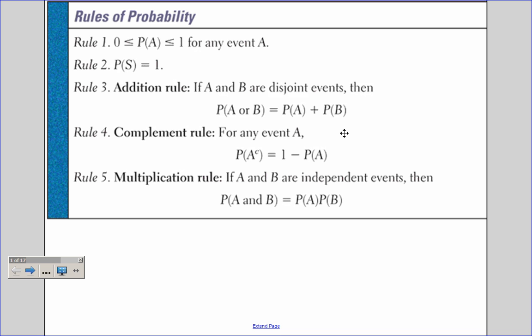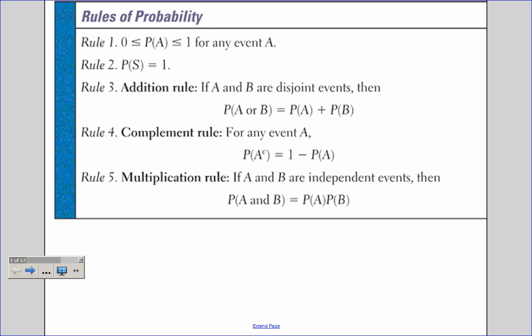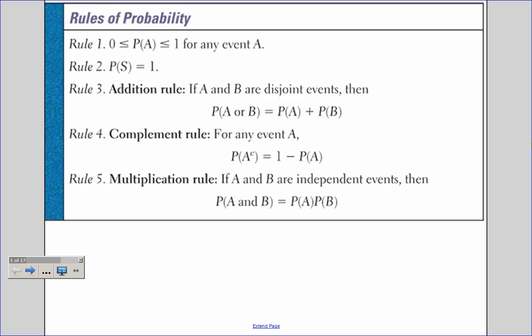The addition rule for disjoint events: if there's nothing in common in the two events, the probability of A plus the probability of B will be the probability of A or B. The complement rule is that the probability of A complement, so the probability that A does not occur, is 1 minus the probability that it does occur. And the multiplication rule is if A and B are independent events, then the probability of A and B is the probability of A times the probability of B.